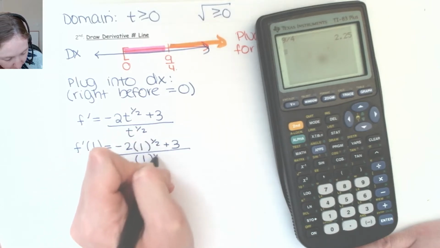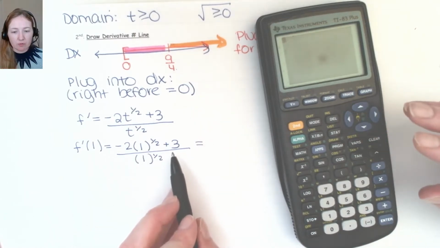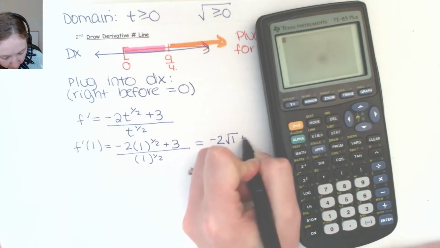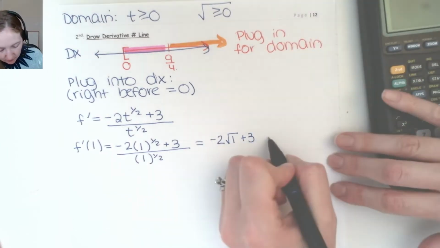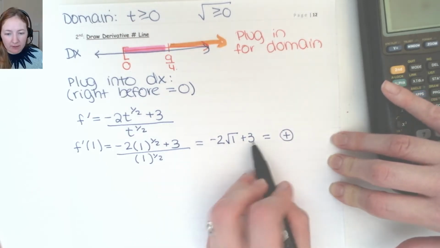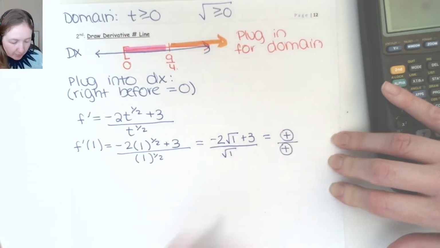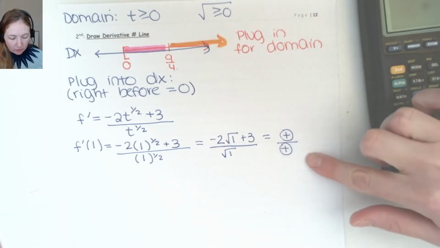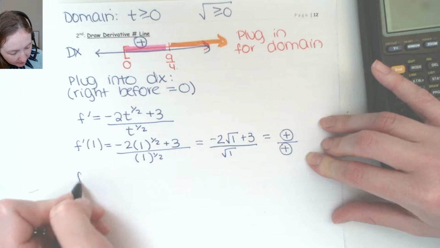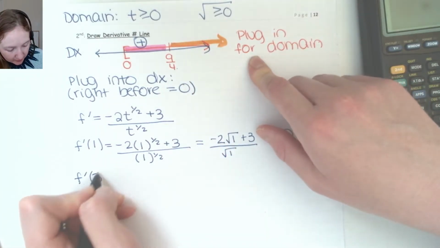And here is an easy way to do this arithmetic. What I like to do is just evaluate the numerator. So you have -2 square root 1 plus 3. That is going to give you a positive, right? Because you just have -2 plus 3. In the denominator, you have square root 1, and that gives you a positive. So positive over positive will give us a positive. And then evaluate something to the right of the 9/4. So maybe I plug in 3.